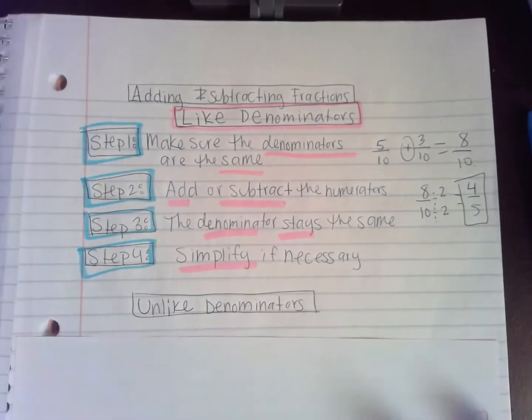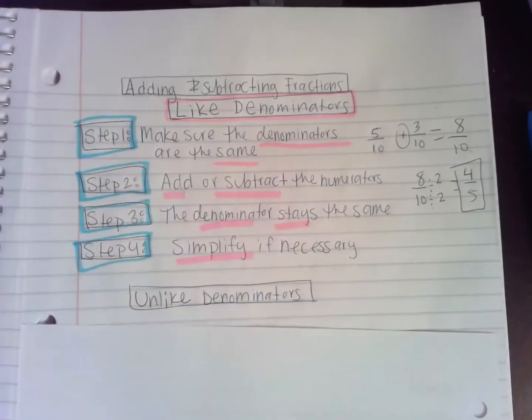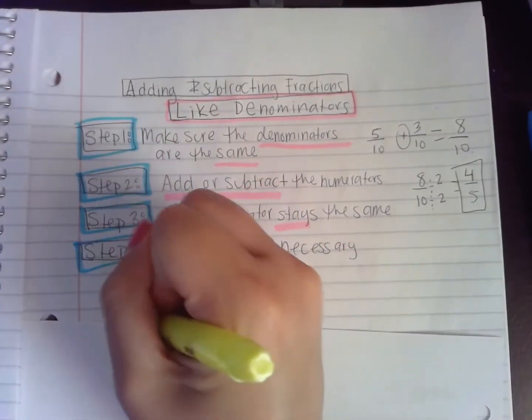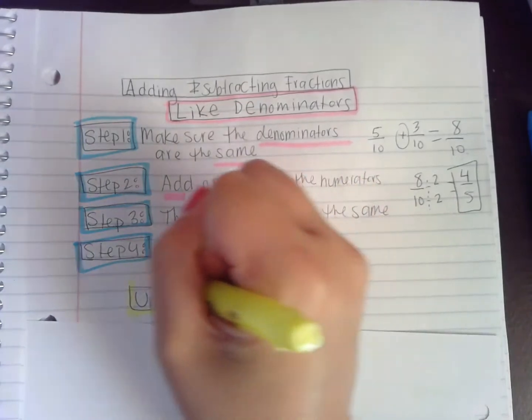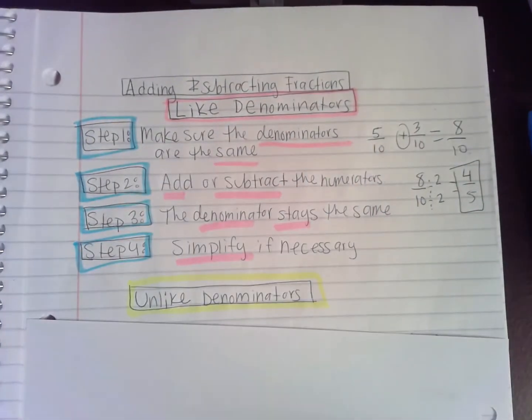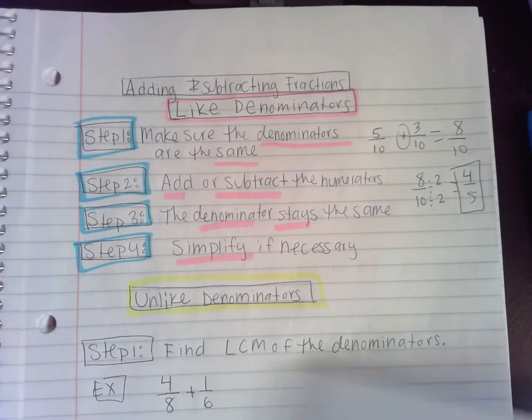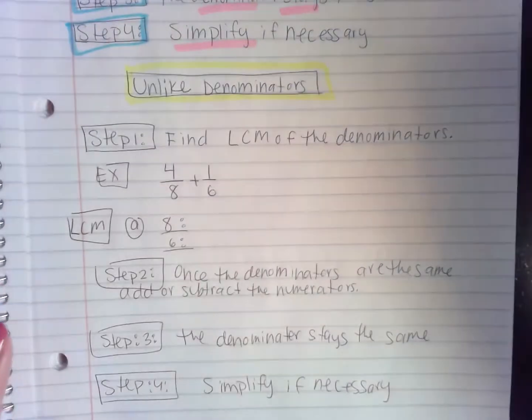Now, next section here below, we're going to learn about unlike denominators. In fractions where we have denominators that are not the same number, it's going to take a little bit more steps, but it's not too complicated. Go ahead and write these 4 steps down. Pause the video and write the 4 steps down.